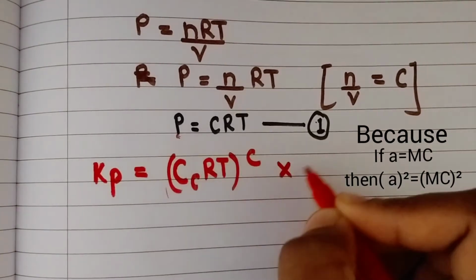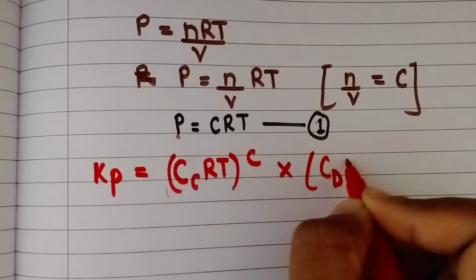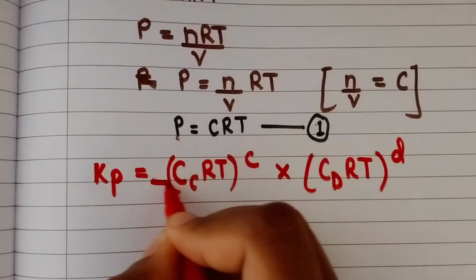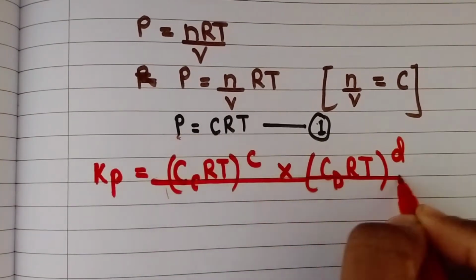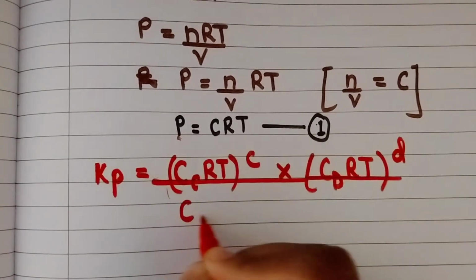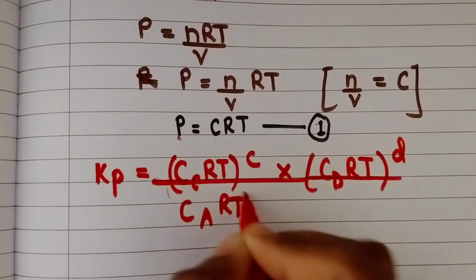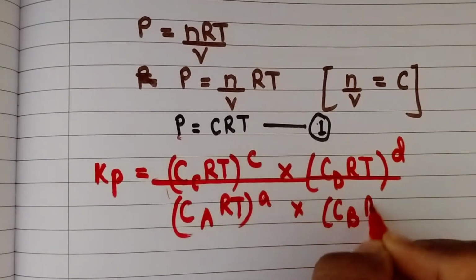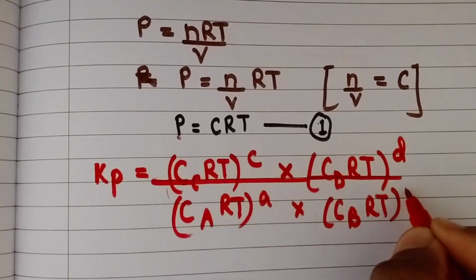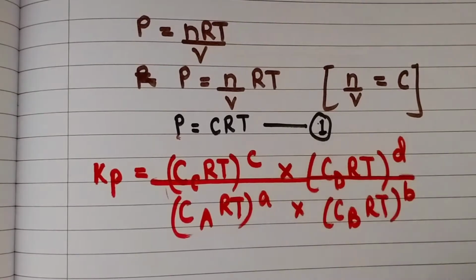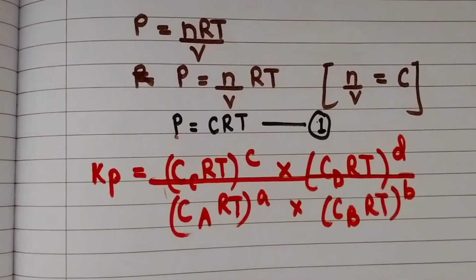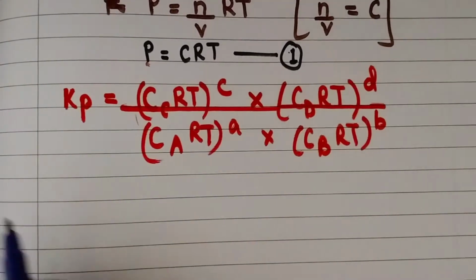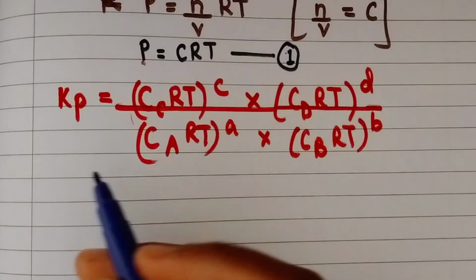Similarly, we can write the other products this way by using our formula, and we should divide it by this. Don't forget to raise it to the coefficients, because it is given as raised. Now this step is finished, completed, so we'll be doing our next step.